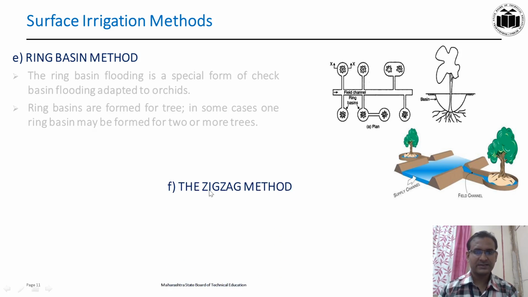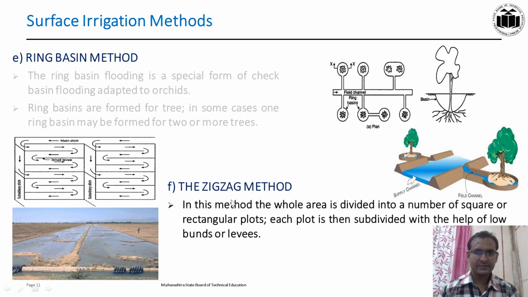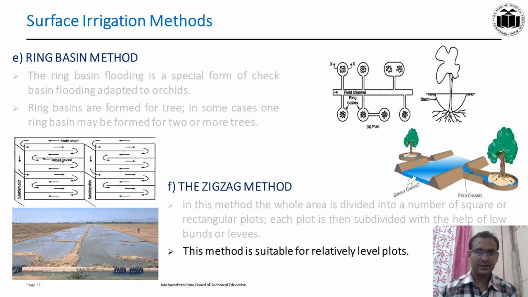Next method, the zigzag method. In this method, the whole area is divided into a number of squares or rectangular plots. Each plot is then subdivided with the help of low bunds or levees. This method is suitable for relatively level plots. Here you can see from the main ditches the water is applied to the field and it will be going in a zigzag manner so that the entire field will be irrigated.